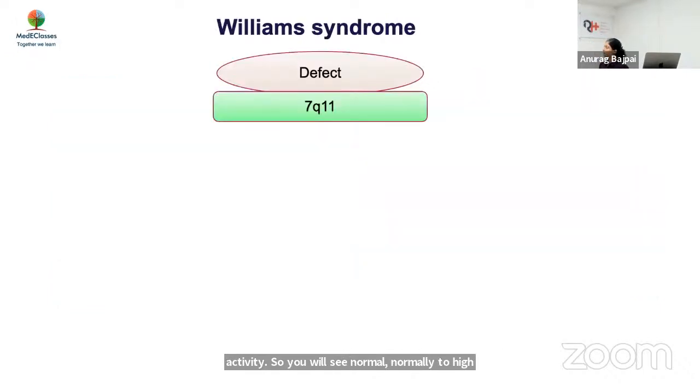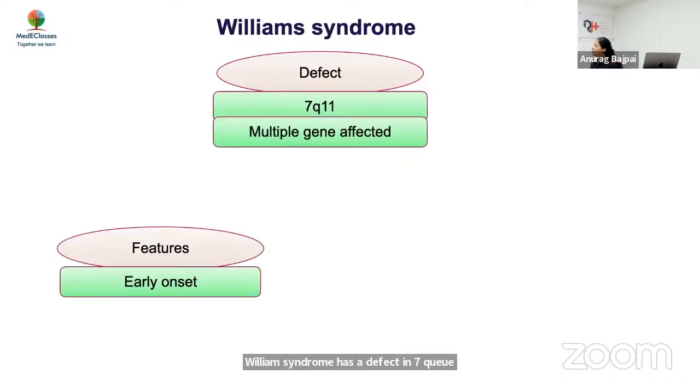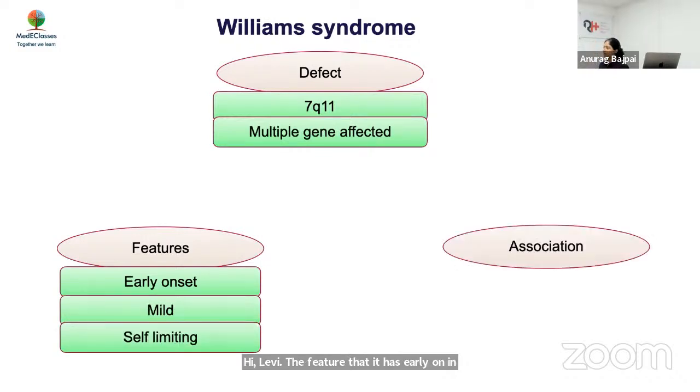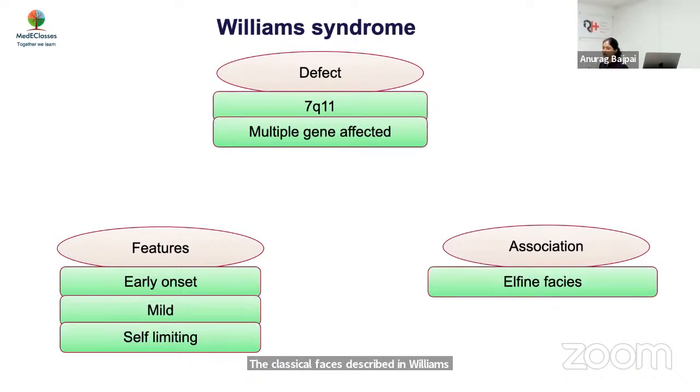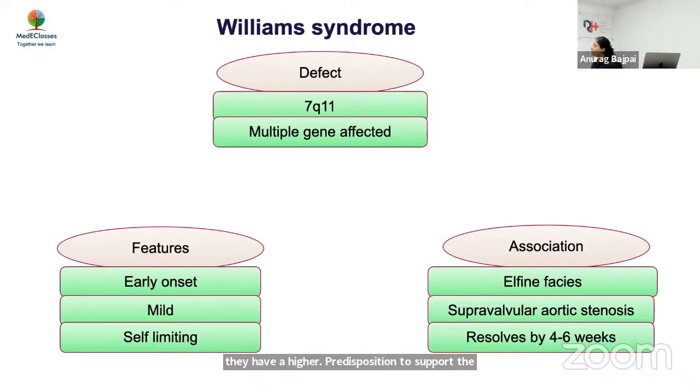Williams syndrome has a defect at the 7q level. The features are early onset hypercalcemia, which is often mild and self-limiting. The classical facies described in Williams syndrome is an elfin facies, and they have a higher predisposition to supravalvular aortic stenosis. The hypercalcemia usually resolves by 4 to 6 weeks here.